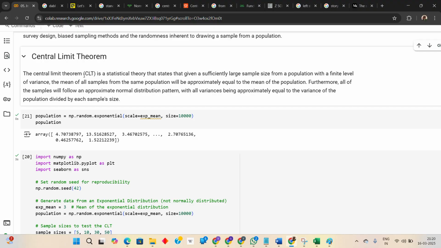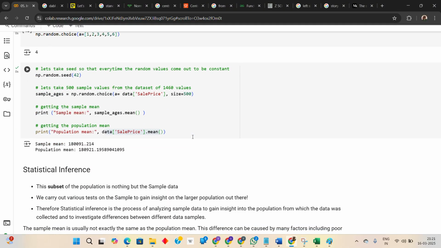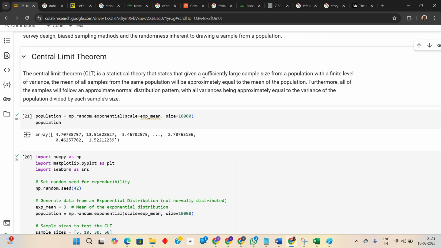You might have heard about the central limit theorem earlier in statistical topics. It is a statistical theory that states that, given a sufficiently large sample size from a population, here we took 500, that is a sufficient size. Likewise, if you have a sufficiently large sample from a population with a finite level of variance, the sample mean will be approximately equal to the mean of the population. Furthermore, all of the sample values will follow an approximate normal distribution pattern.